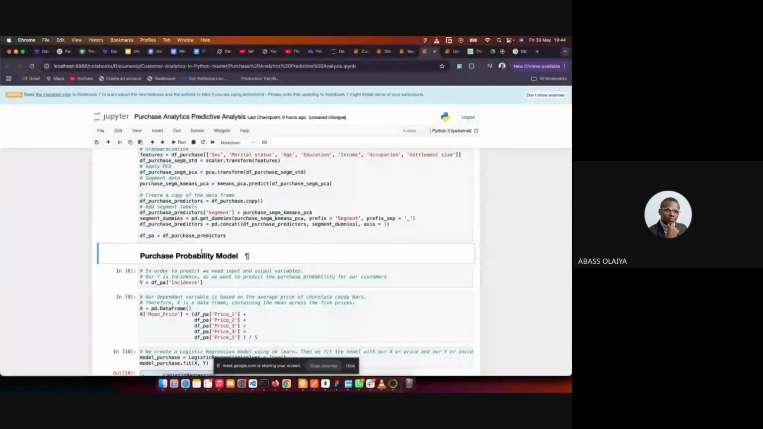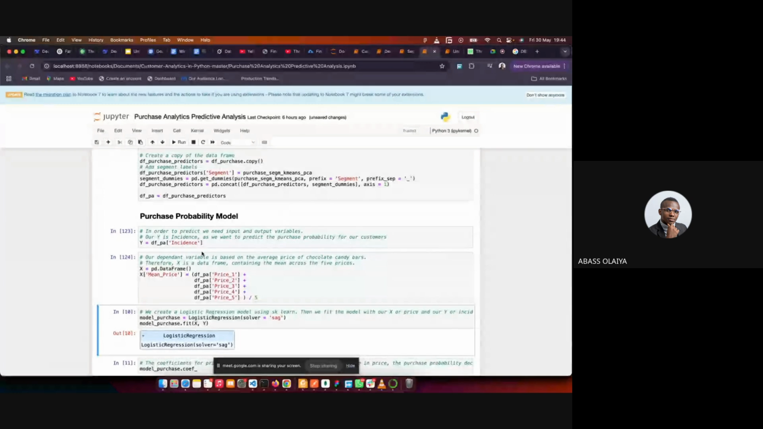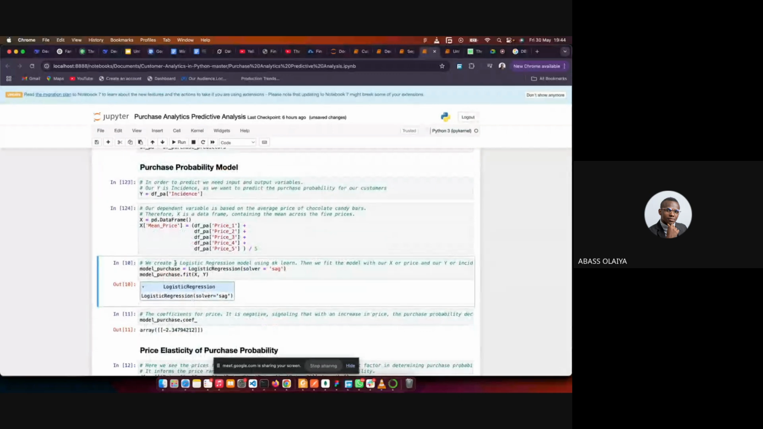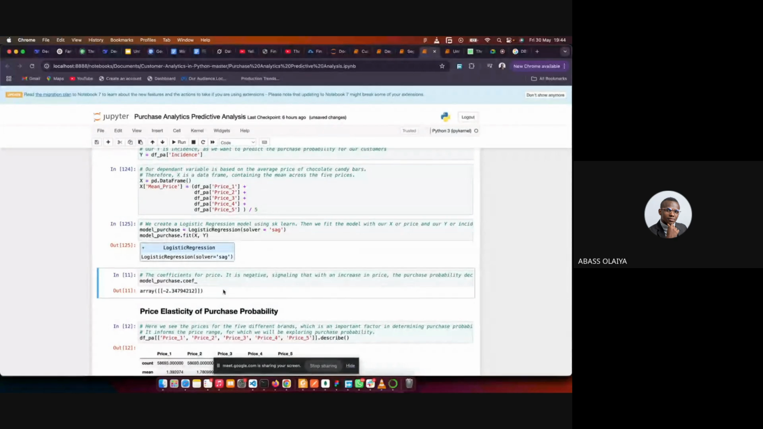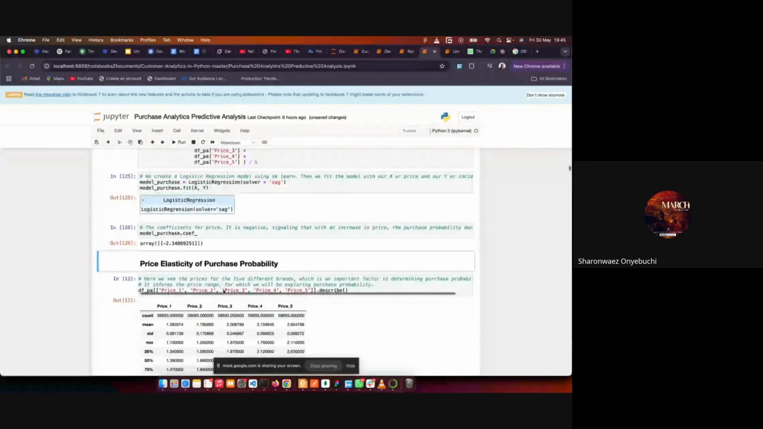Then the purchase probability model. You can just read through these comments yourself. But then the data set, I'm applying logistic regression here. Do we understand what logistic regression is, or do I need to explain? Yeah, I'll assume we understand. Please explain. So I should explain logistic regression.